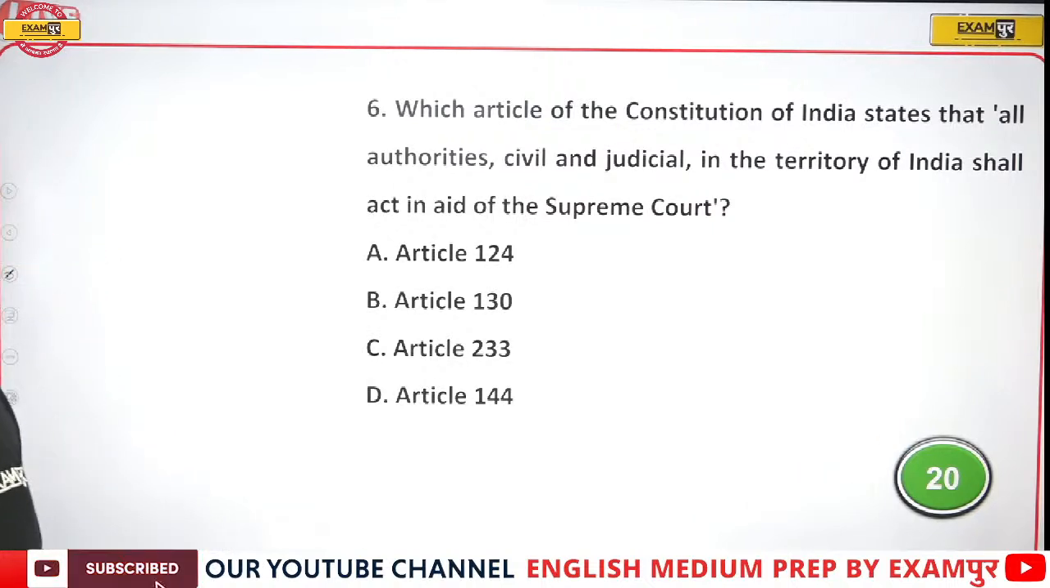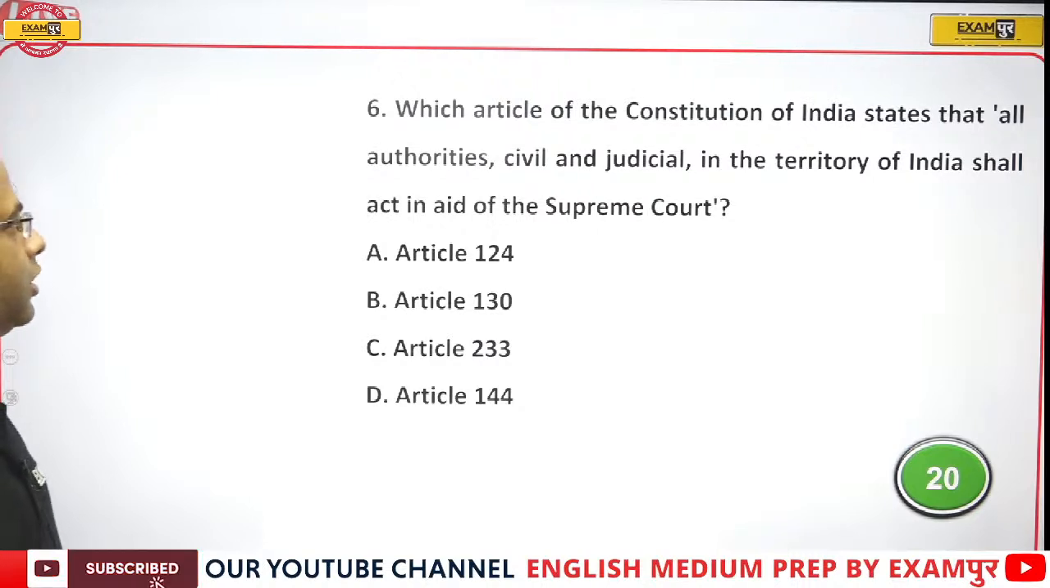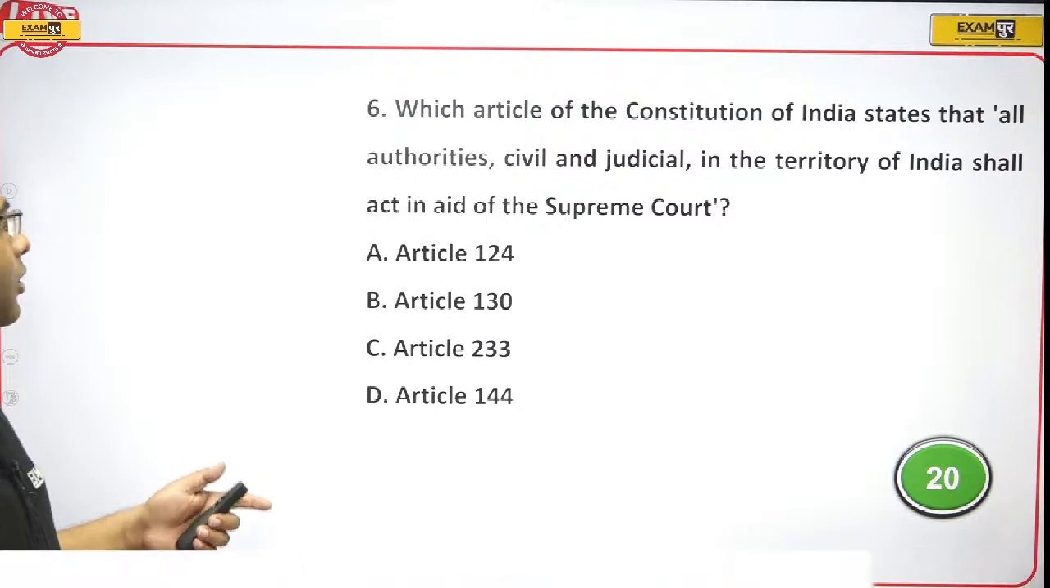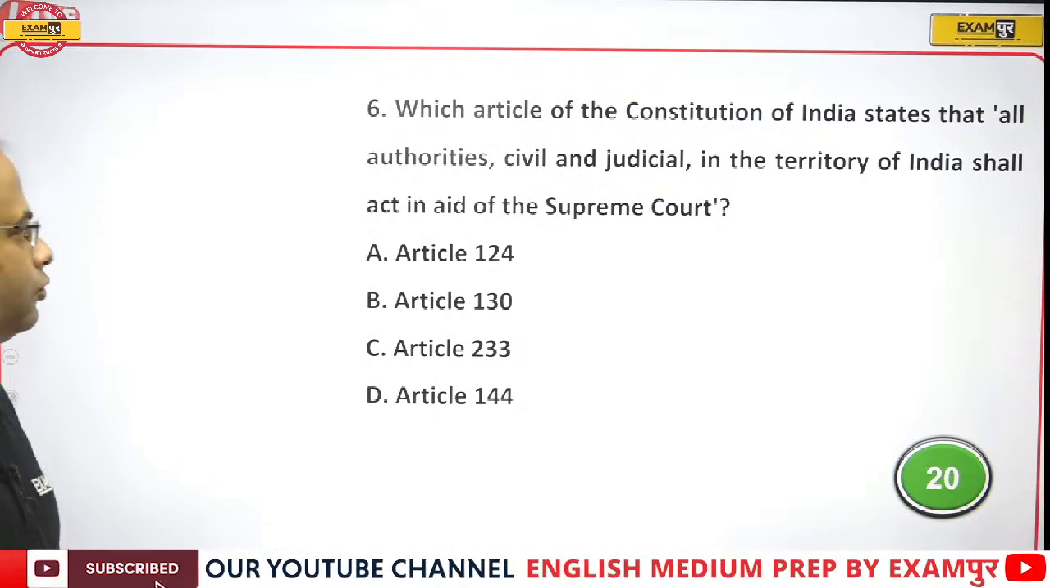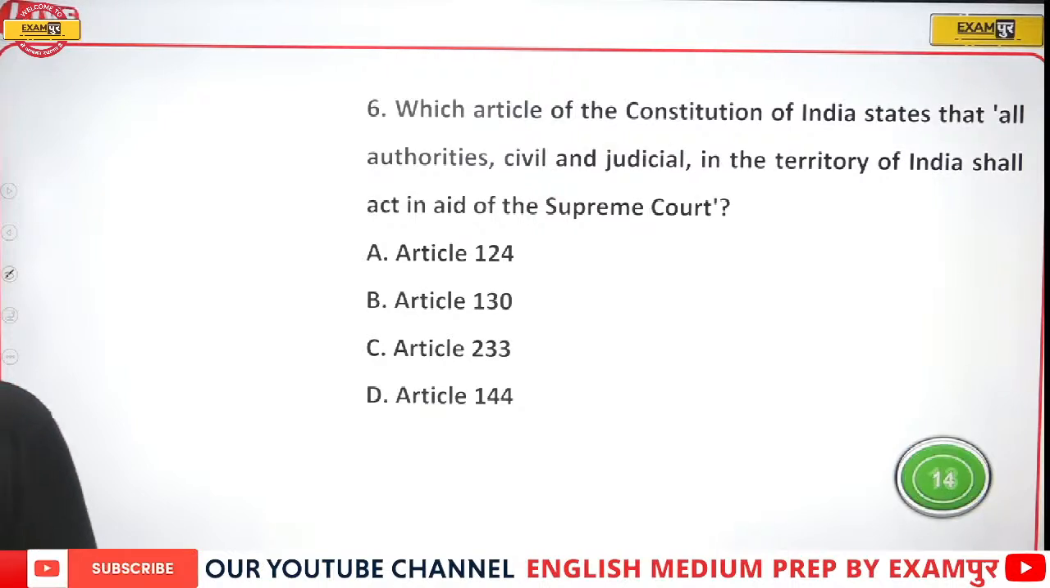Now the next question is: which article of the Constitution of India states that all authorities, civil and judicial, in the territory of India shall act in aid of the Supreme Court? Which article says so?